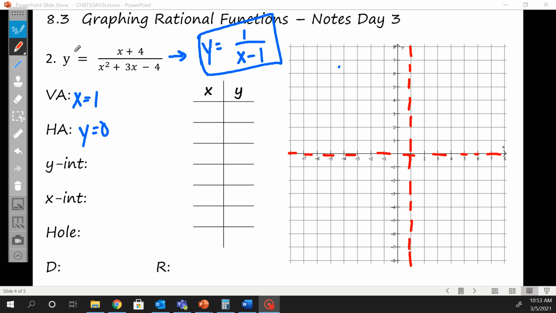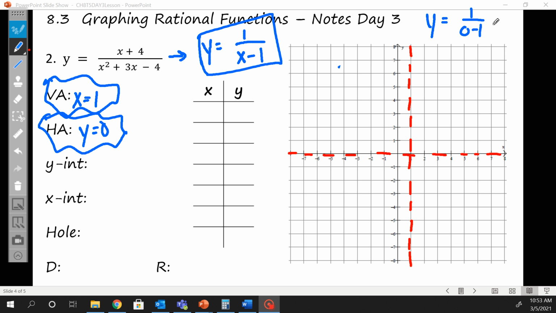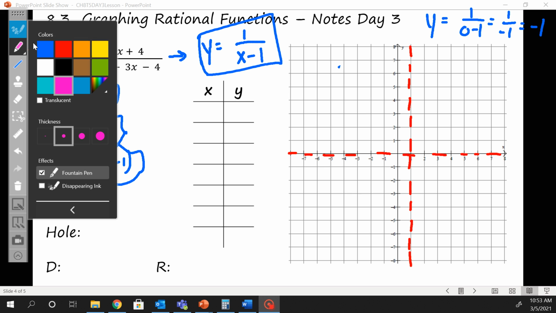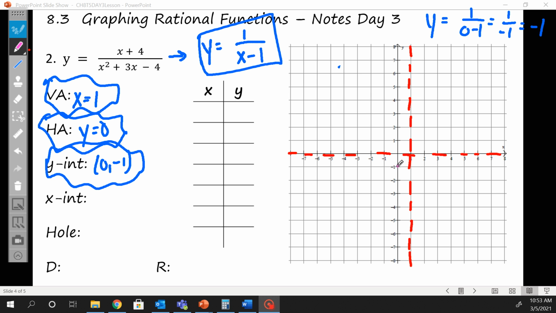There's our asymptote. The y-intercept, we would be plugging in 0 for x. So if we plug in 0 for x here, we get y is equal to 1 over 0 minus 1, which is 1 over negative 1, which is negative 1. So we get 0 comma negative 1, which is right here.